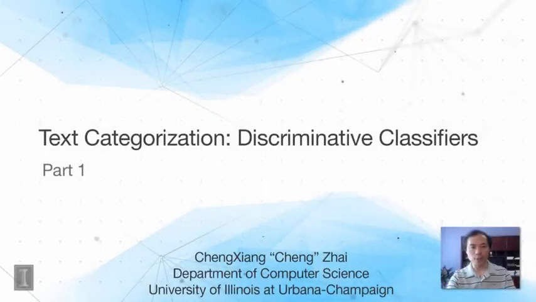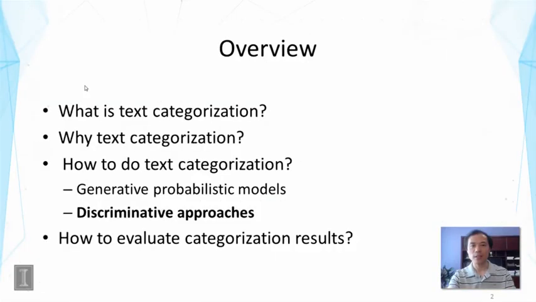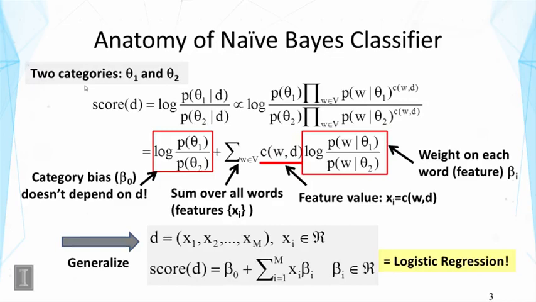This lecture is about the discriminative classifiers for text categorization. In this lecture, we're going to continue talking about how to do text categorization and cover discriminative approaches. This is a slide that you have seen from the discussion of naive Bayes classifier, where we have shown that although naive Bayes classifier tries to model the generation of text data from each category, we can actually use Bayes rule to eventually rewrite the scoring function as you see on this slide.